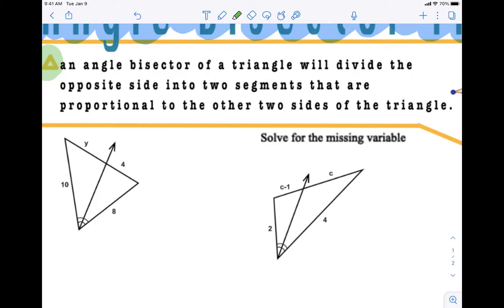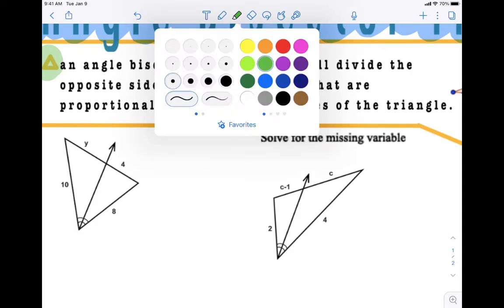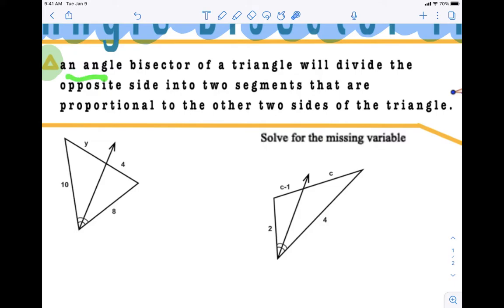Note number 1 here, right? So it says an angle bisector of a triangle will divide the opposite side, that's important, the opposite side into 2 segments, okay, that are proportional, okay, that's another word we need to identify here, to the other 2 sides of the triangle.